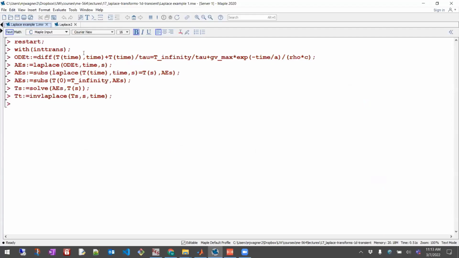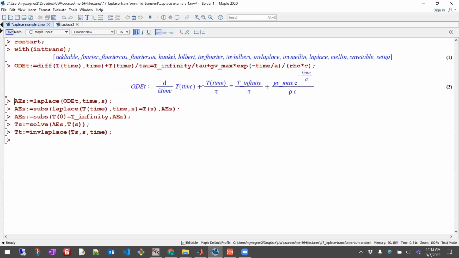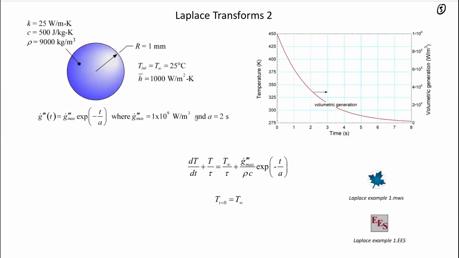So we're going to come into Maple and solve it here. We'll restart and load our library. We need our Laplace and inverse Laplace functions. And then here's the ODE. This should be the ODE in time that we started with, exactly the same thing. Let's just double check that.